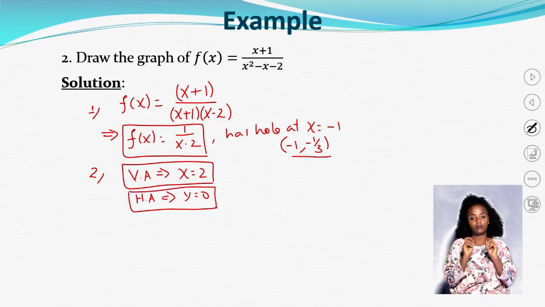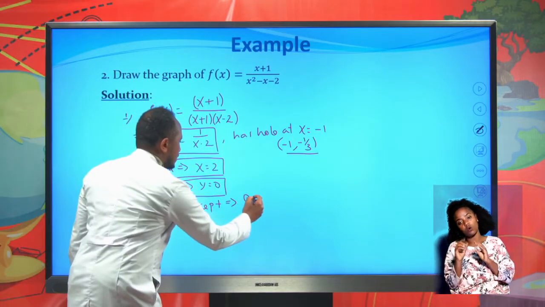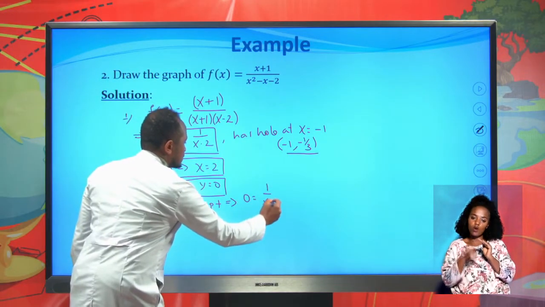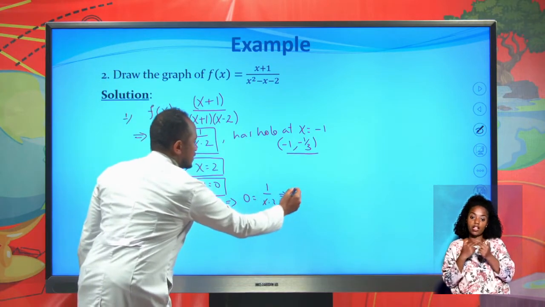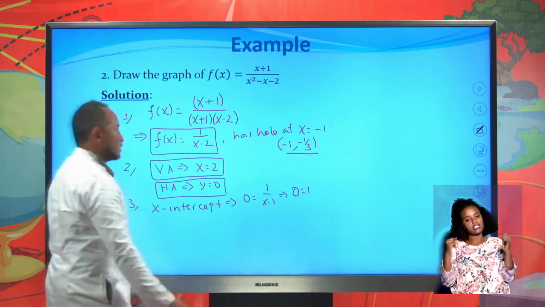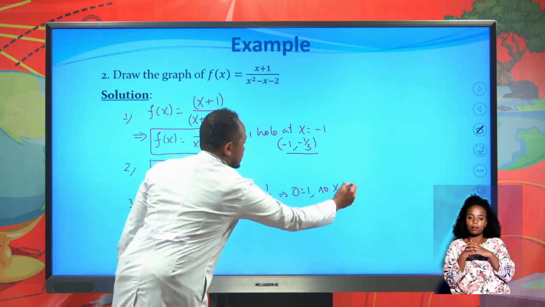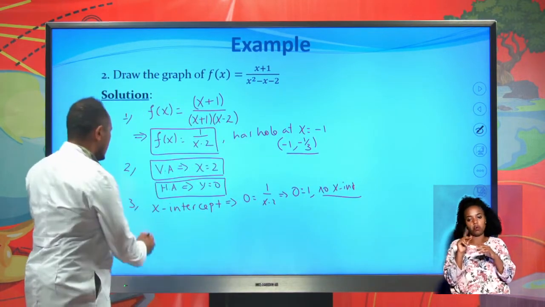Okay. Now, third, x and y intercepts. To find the x-intercept, you make the value of y 0. f of x means y, so make this 0. 0 is equal to 1 over x minus 2. When you cross multiply, you get that 0 is equal to 1. This shows that it has no x-intercept. Okay. Now, y-intercept.